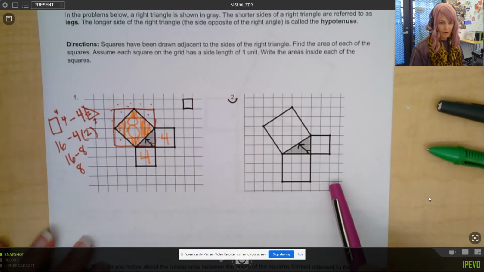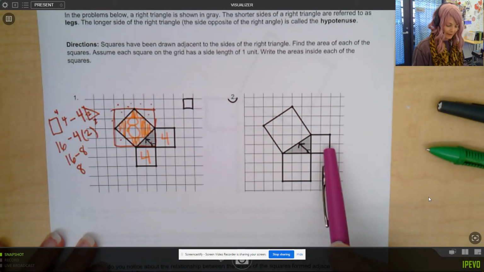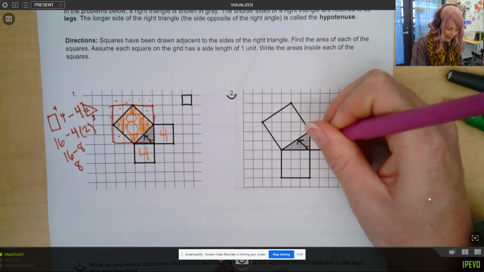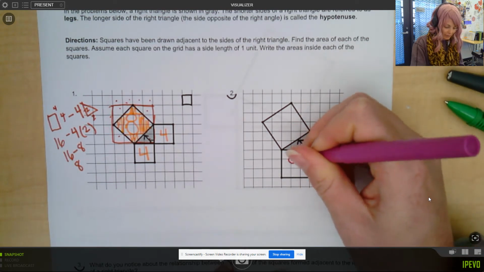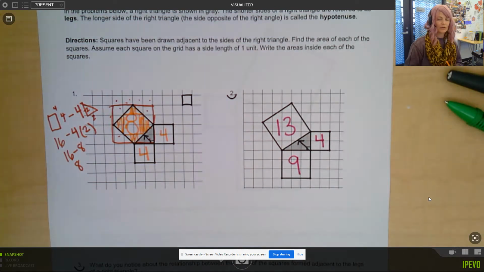Go ahead, take a moment, find the areas of each of these squares, all 3 of them. Pause the video, find the areas of those squares, and then think, do you see a pattern? Okay, that should be enough time. Maybe you found that this has an area of 4 square units, this has an area of 9 square units, and this has an area of 13 square units. Do you notice anything yet?